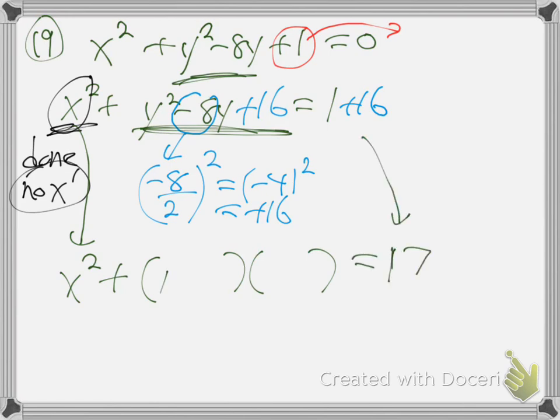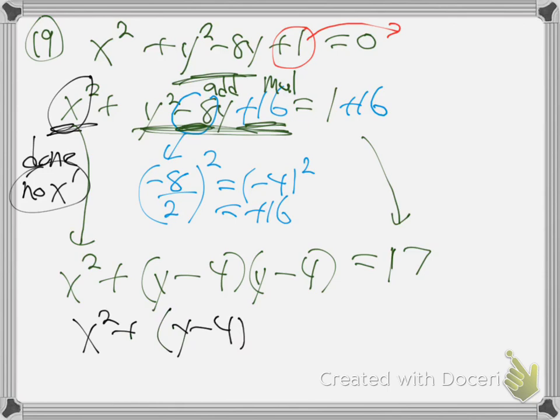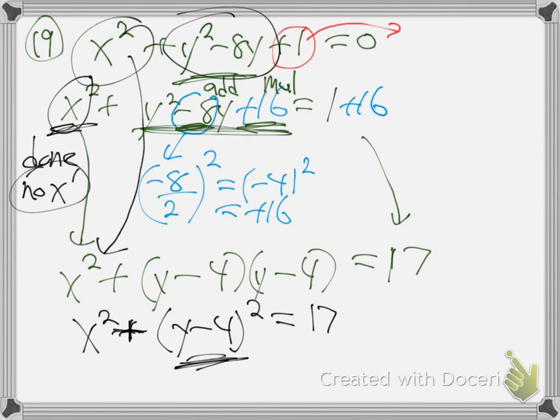How do these factor? Y, what multiplies to be 16 and adds to be minus 8? 4 times 4, both negative, adds to be negative 8, and two negatives multiply to be positive 16. So that is then x squared plus y minus 4 squared equals 17. So I know you can graph it from there. So we had to complete the square on the y part only, because there was y squared and regular y, whereas x squared just stayed as it was.